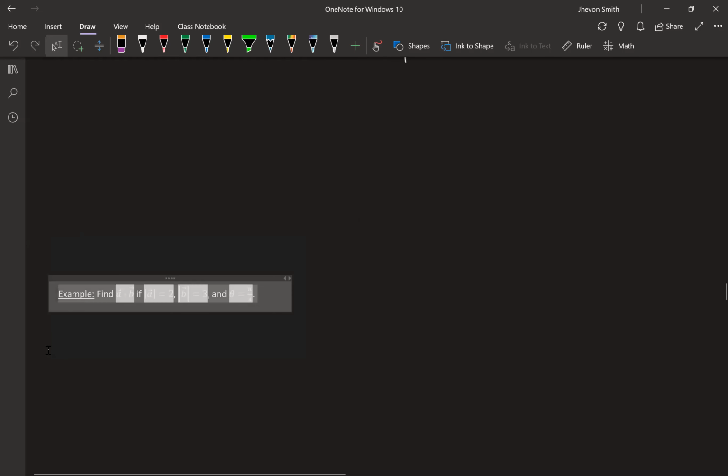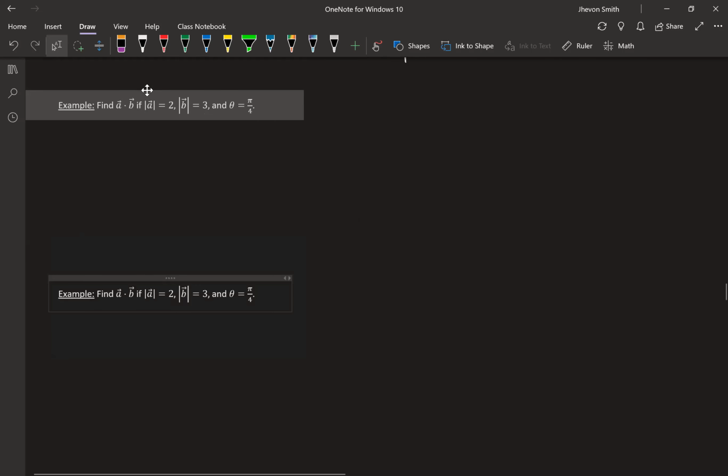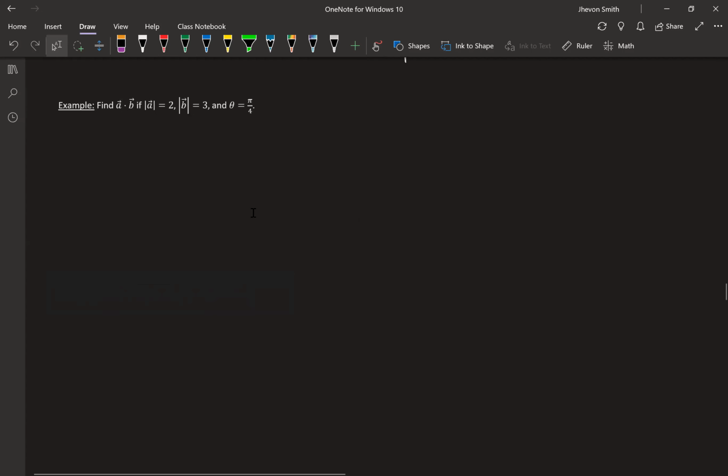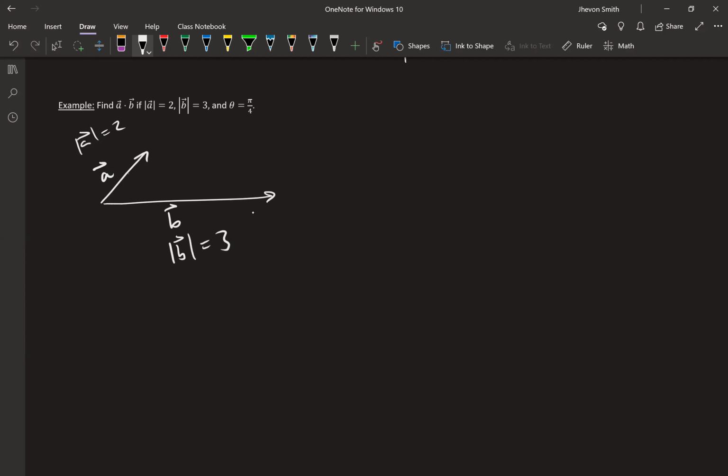Here's another example. And these are just examples, very computational examples using dot products. Find the dot product if the magnitude of A is 2, the magnitude of B is 3, and the angle between them is pi over 4. So I have two vectors. Here my A has magnitude 2. And then I have a B, whose magnitude is 3. And I know the angle between them is pi over 4 radians.